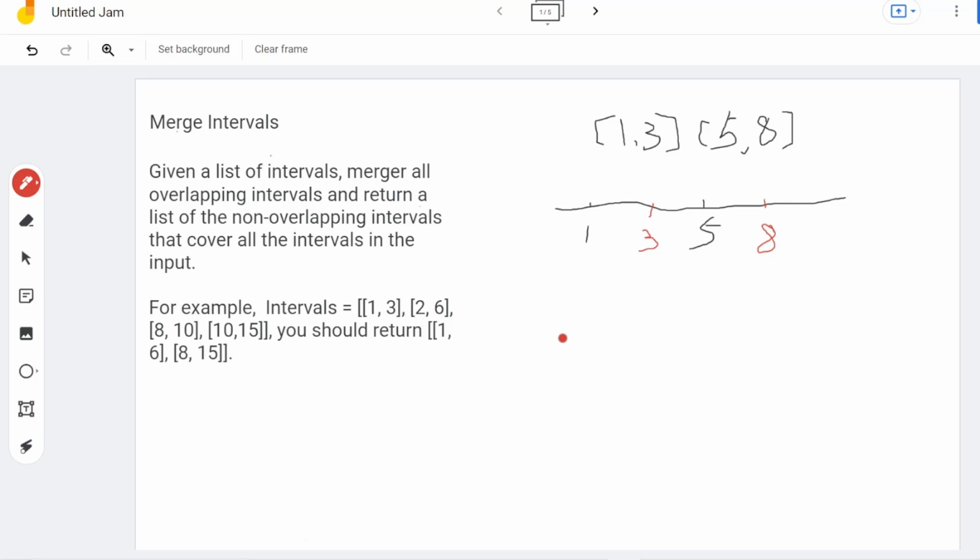In the second example, we have two overlapping intervals, 1, 5 and 3, 8, and a non-overlapping interval 9, 11. The starting and ending points on the number line look like this.